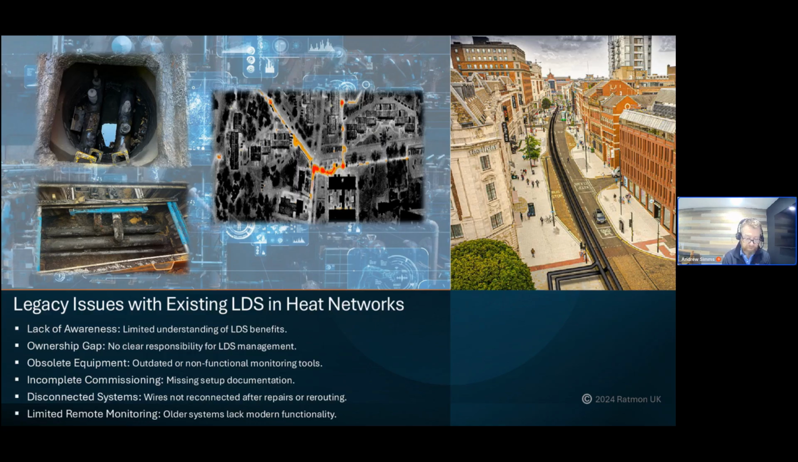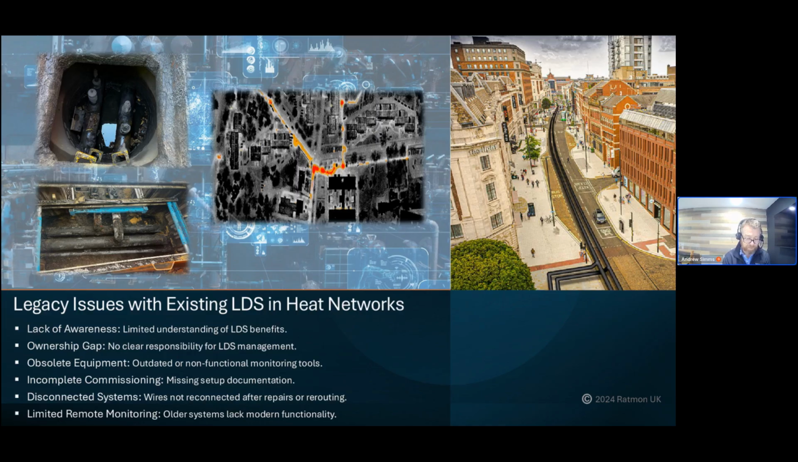Firstly, there's a lack of understanding about the capabilities of these systems. Many operators and stakeholders are either unaware of how leak detection systems can benefit their networks or lack the expertise to utilize them effectively. Secondly, ownership and responsibility for managing the leak detection systems are often unclear. Without dedicated oversight, these systems can fall into disrepair.